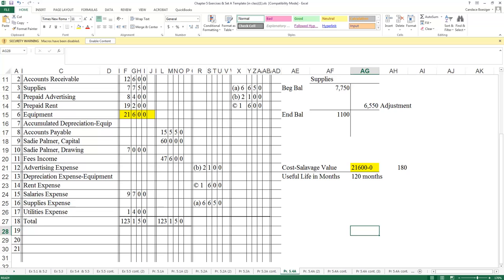So, as I mentioned before, when we're making adjustments, we always, always, always debit an expense account. And up here under accumulated depreciation, we never touch this equipment account right here unless we are purchasing new equipment or we are selling equipment. So the total here is $10,530.